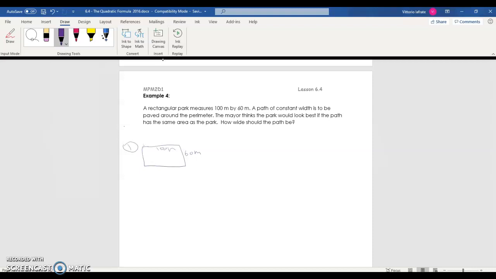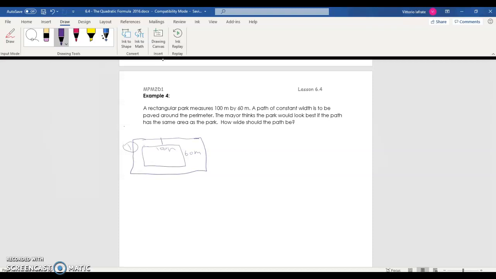A path of constant width is to be paved around the perimeter. The mayor thinks the park would look best if the path has the same area as the park. How wide should the path be? So we're going to draw the path around here. So we're making a path around the perimeter, and we want to make it the same width all the way around. I didn't do a good drawing there. I should have been a bit better with my scale. But the idea is that it's the same width all the way around.